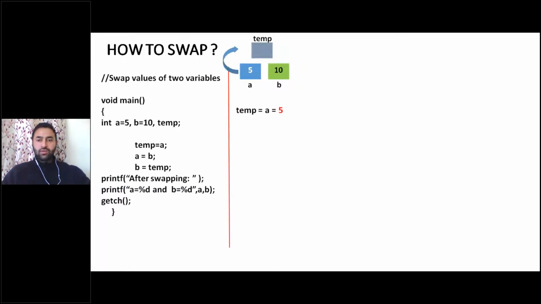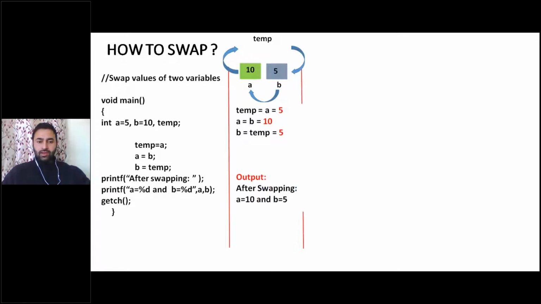See how it's working. First of all, temp equal to A, so the value of A will be assigned to variable temp in this way. After this you have written A equal to B, so the value of B will be copied to A. After this you have written the statement B equal to temp, so the value of temp will now be copied to B. In this way you have swapped the values of two variables using a third variable. See the output of this program. After swapping, A will be printed as 10 and B will be printed as 5. This operation has to be done several times in your bubble sort algorithm.